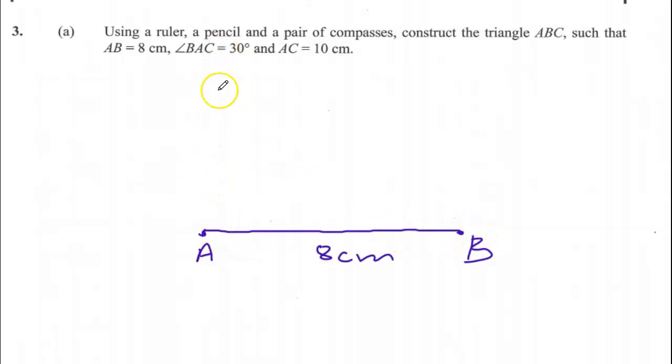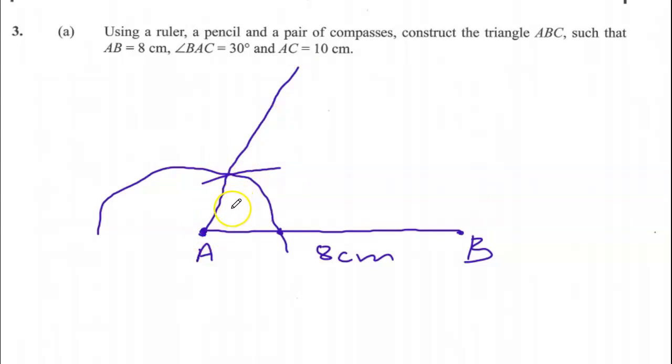We're told that angle A, this angle, is 30 degrees. So how do we construct a 30 degree angle now? First, you have to construct a 60 degree angle and bisect it. So compass needle on A, and you swing a semicircular arc. Then where the arc cuts the line, your compass needle here, you swing another one to cut the first arc, and you use your ruler and your pencil, and you connect, and this angle is 60 degrees.